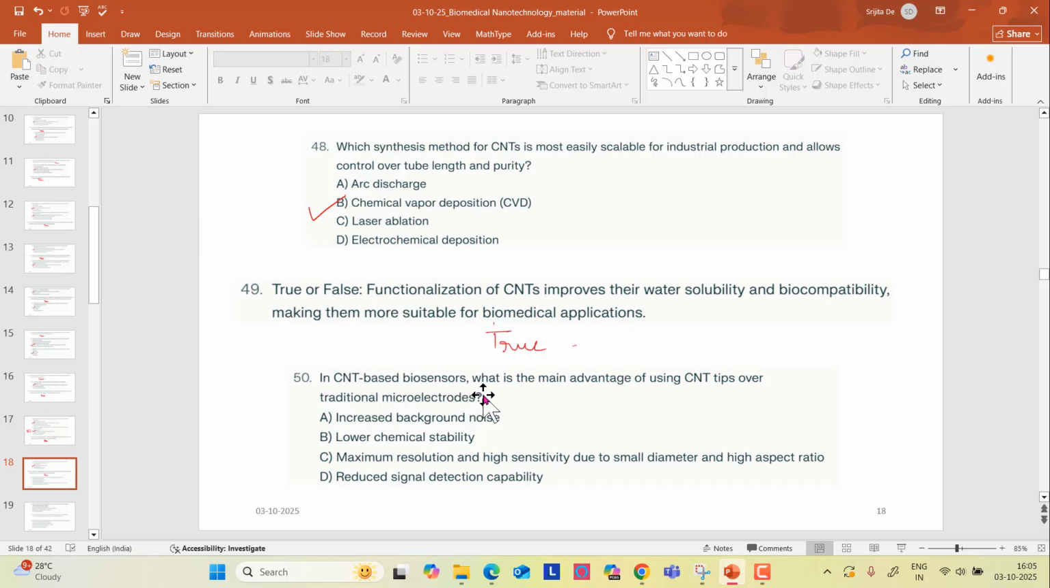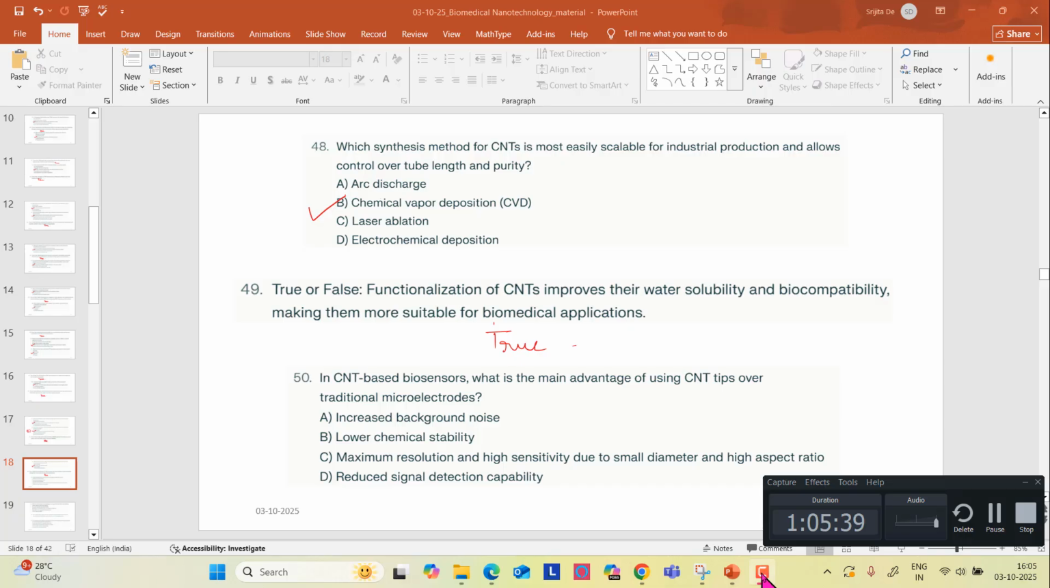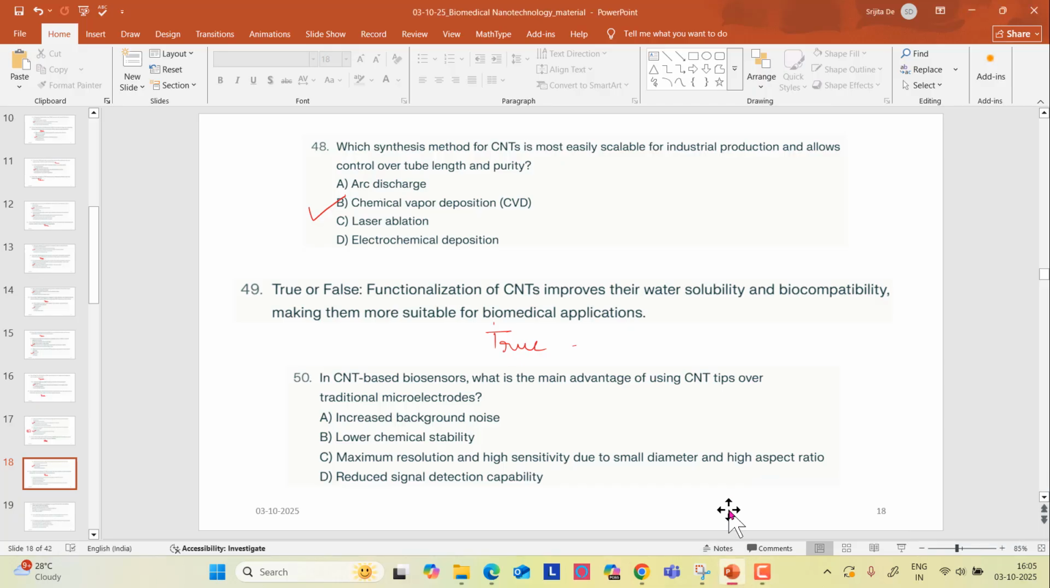In CNT-based biosensors, what is the main advantage of using CNT tips over traditional microelectrodes? Increased background noise, lower chemical stability, maximum resolution, or high sensitivity due to small diameter and high aspect ratio, and reduced signal detection capability. Option C. Yes, it is option C.